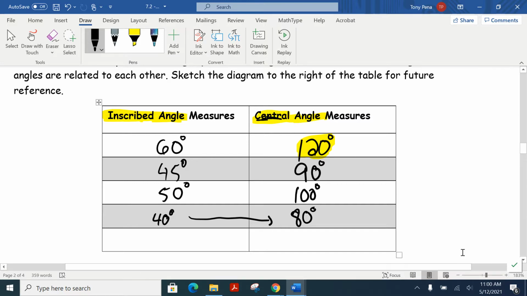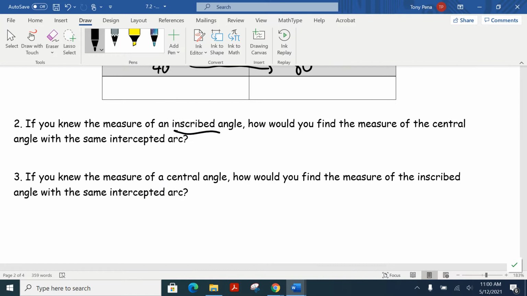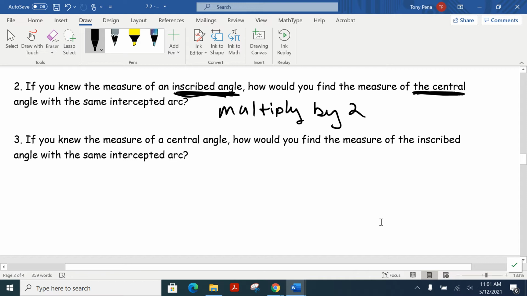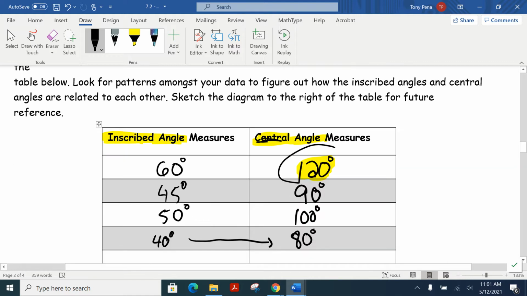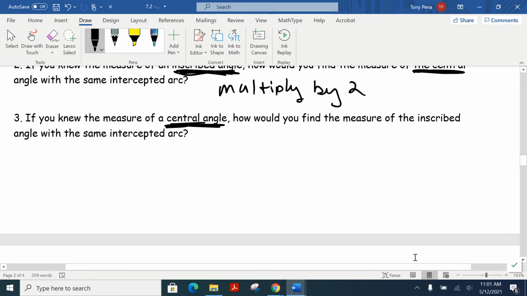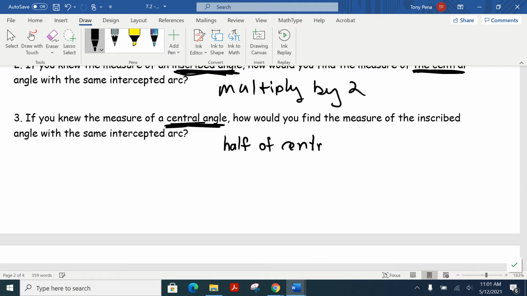All right. And that's what these next couple of questions ask. If you knew the measure of the inscribed angle, how do we find the measure of the central angle? Then we would take the inscribed angle and multiply by 2. For number 3, if we knew the measure of the central angle, and that's actually what I started with, so if we knew the central angle was 120 and I want to work back to get that inscribed angle, then we just find half. It's always going to be half of the central angle, or you just divide by 2.